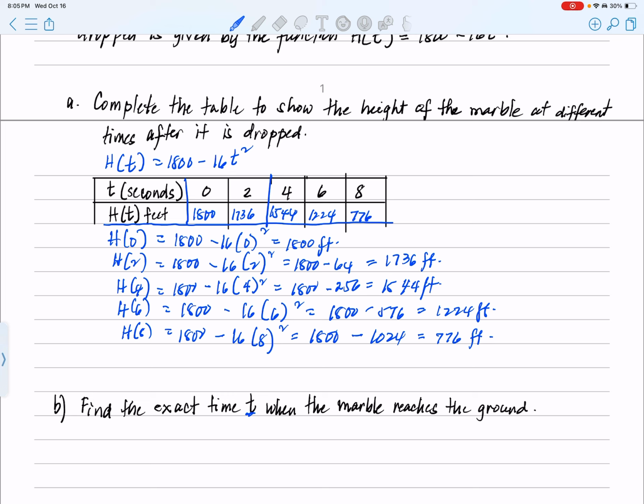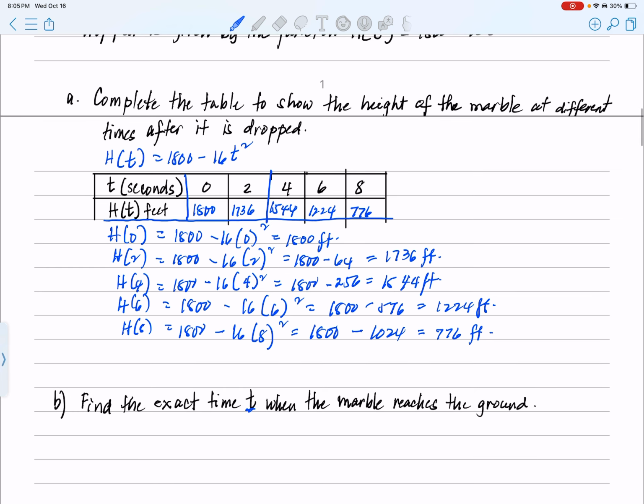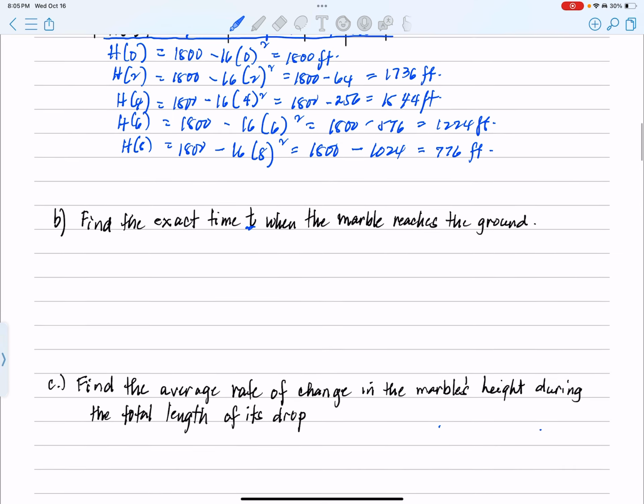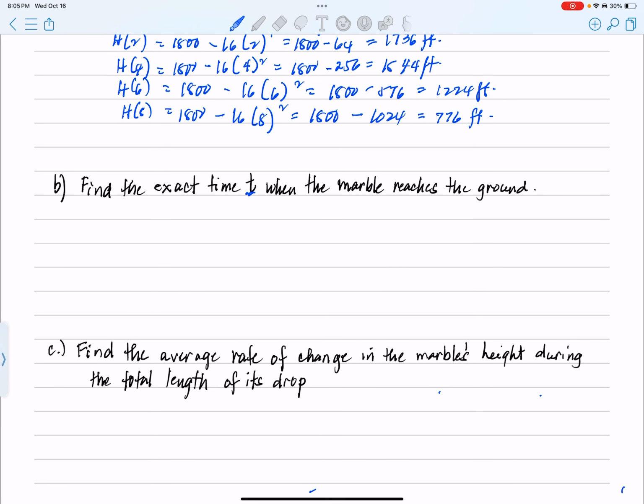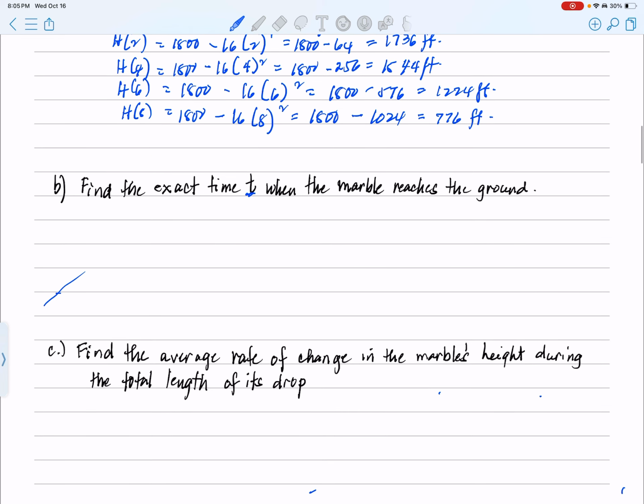Okay? You are just asked to complete the table. Now the table is completed. Question letter B. Find the exact time when the marble reaches the ground. Okay. I always say that when we solve problems like this, it is good to make a sketch of what is going on.